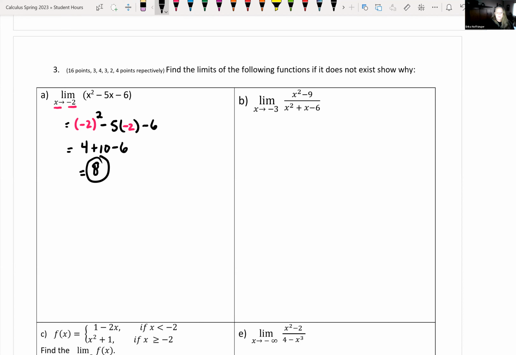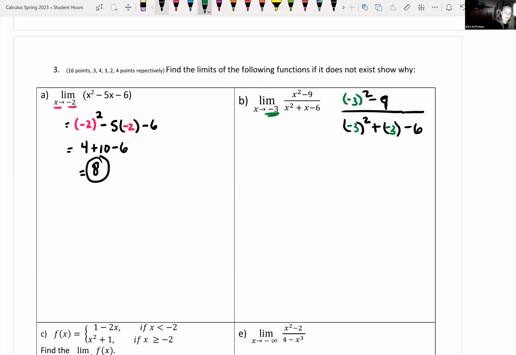Now, if we look at part B, we're looking at the limit as x is approaching -3 of x squared minus 9 all over x squared plus x minus 6. So if we do direct substitution, which you should always start by doing, I notice that I am going to get an indeterminate form of 0 over 0. I believe I do, but let's just show it.